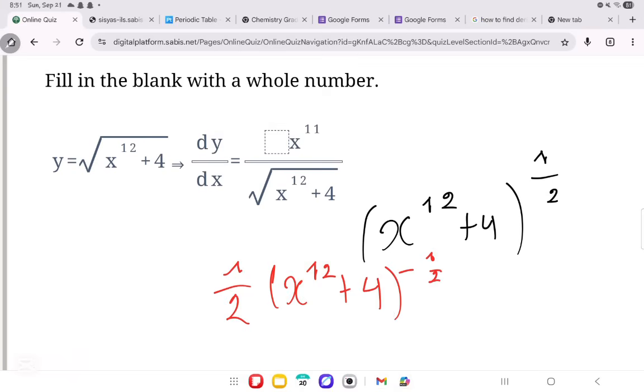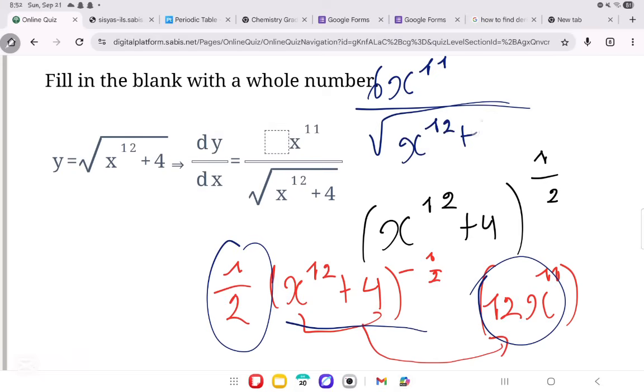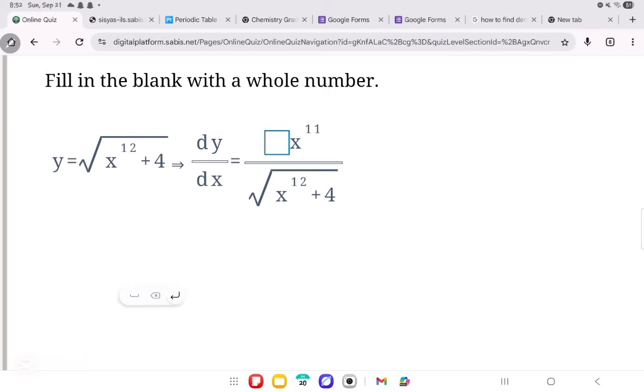And we do not forget to multiply by the derivative of what's inside. So it's going to be 12x^11. So now, look what we're going to do. We're going to multiply this and this. We will get 6x^11. And this, we're going to put it in the denominator, and it will become the radical of x^12 + 4. Very simply, this is how we get it.